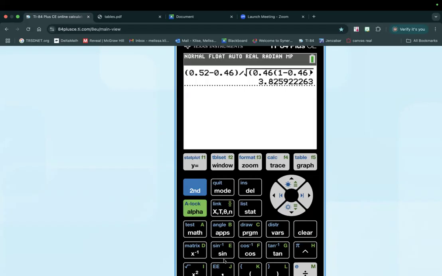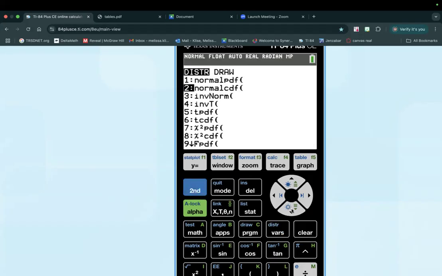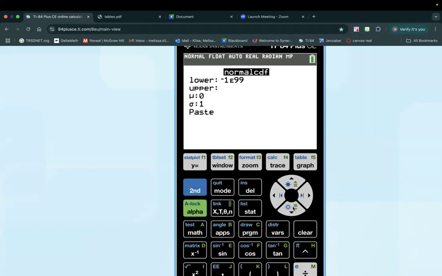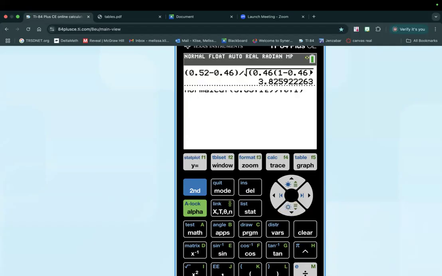Okay. So you guys know this, but I'm just going to do it anyway. Normal CDF. So it's 3.83, and my upper is 1E99, 0, 1. So that is, okay, there's one of the reasons I wanted to put this in my calculator is because I wanted to remind you what this means.